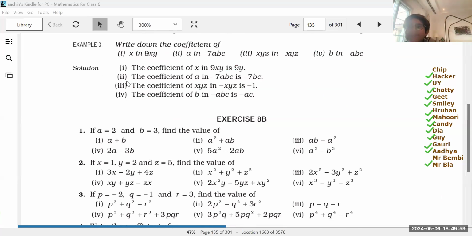Now, guys, the next concept is coefficient. Because his room burnt down. Sir, your room burned down?